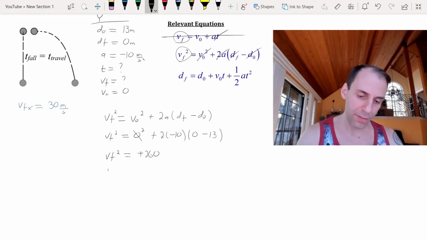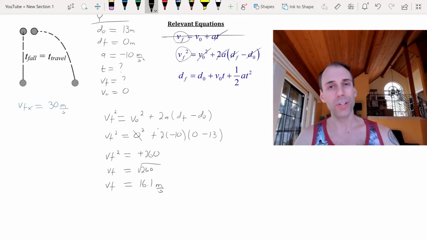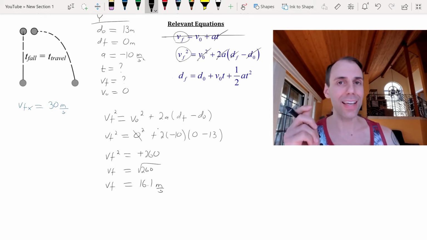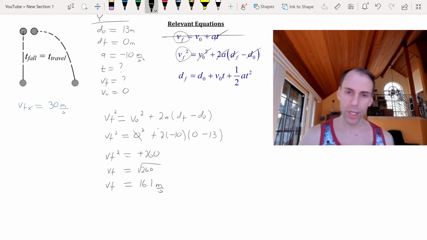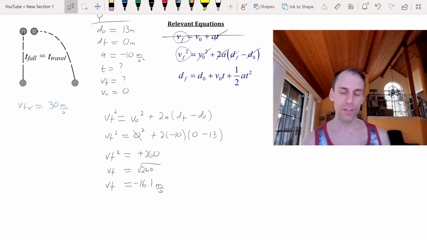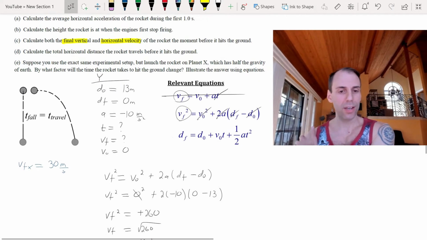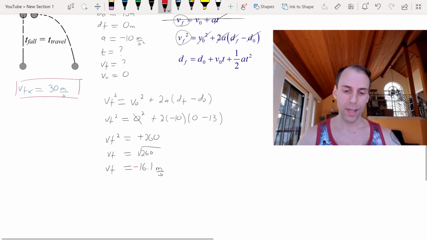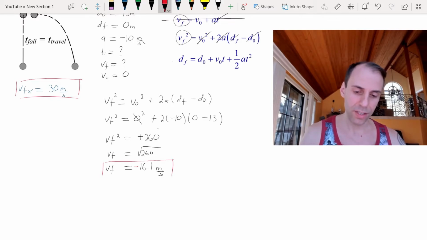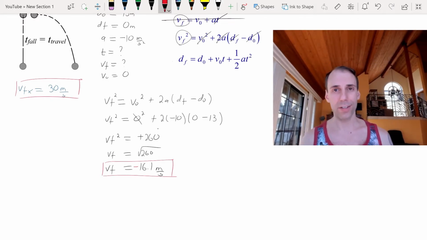And so finally we have to take the square root of 260. That's going to be 16.1 meters per second. But you're not there yet. Remember, this is a velocity. You have to give a direction. Well, it's falling downward, so make sure, for the love of God, to put a negative in front of there. So your final answers for part C: the final horizontal velocity is 30 meters per second, and your final vertical velocity is negative 16 meters per second.